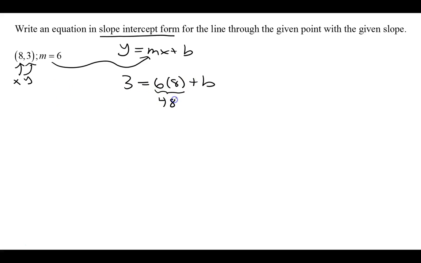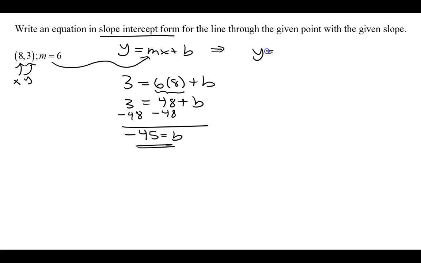6 times 8 is 48. Our job is to get b by itself, so we take away 48 from both sides. If you have 3 and you take away 48, you have a negative 45. And that's what b is. Slope-intercept form, y equals mx plus b, knowing that m is 6, we get y equals 6x minus 45.